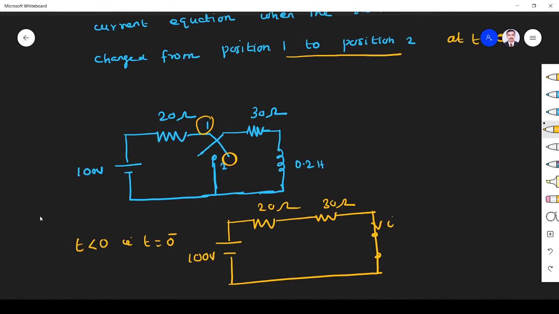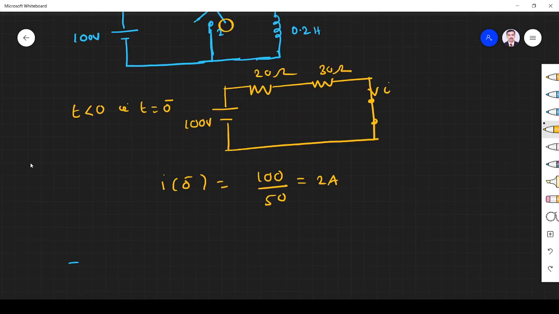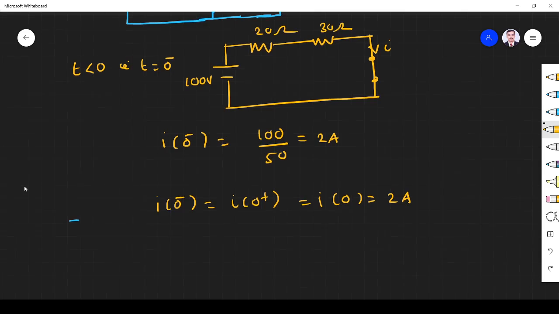So I0 minus is equal to 100 by total resistance 50, V by R, so 2 ampere. We know that the inductor cannot change the current immediately. So I0 minus is equal to I0 plus, which is equal to 2 ampere, I0.